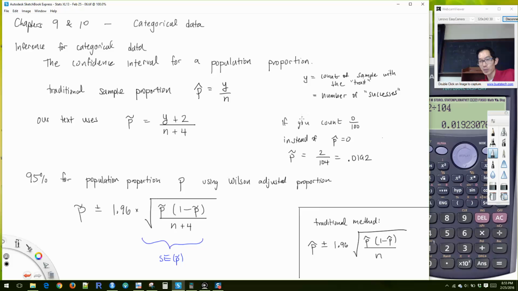Again, arbitrary label. So if you want to know what proportion of M&Ms are blue, you pour out a bag of 500 M&Ms, you count up how many are blue, and maybe 93 of them are. Your y would be 93, and your p hat would be 93 over 500, which is 18.6%.